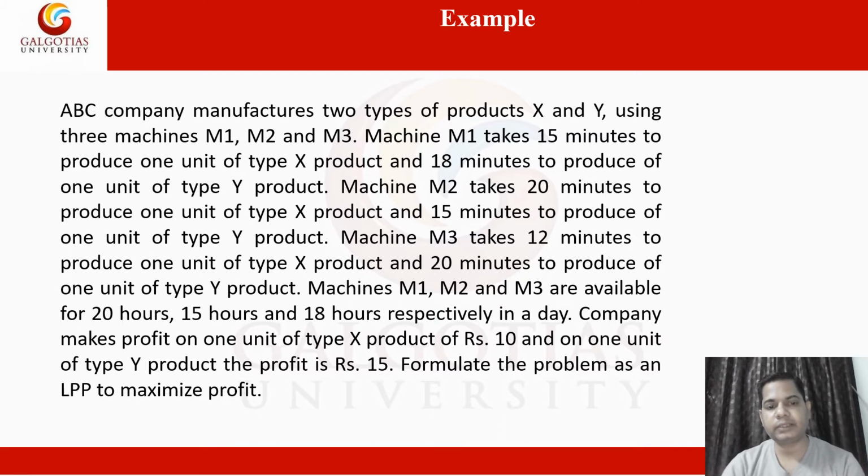Now the company makes a profit of rupees 10 on one unit of type X product and rupees 15 on one unit of type Y product. Formulate the problem as an LPP to maximize the profit. Now from this last line of the question, we can see that the objective is to maximize the profit. So what we have to do? We have to maximize our profit.